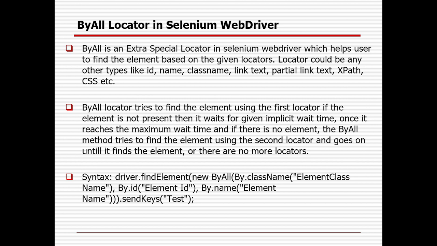So, FindBy All in real time. Whenever you are creating a framework, suppose you identify the element with the help of class name, ID, like that, right? So you have only one option to identify the element with the help of one ID. But say tomorrow the ID got changed, then what will happen?